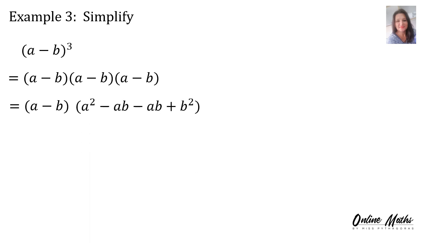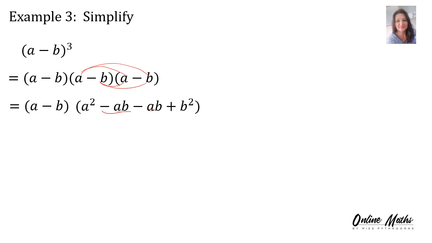So when we multiply that out, we find a times a is a squared. A times negative b is negative ab. Negative b times a is negative ab. And please note, you write the a first because a is first in the alphabet. And it comes before b. And then negative b times negative b is plus b squared.